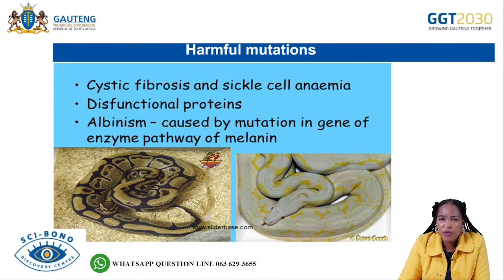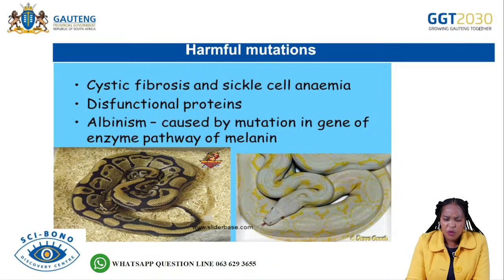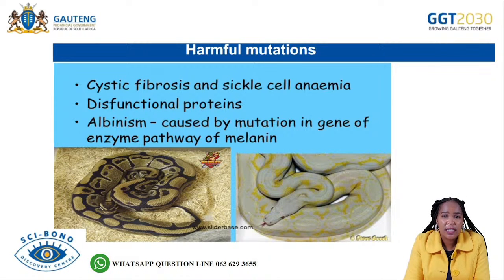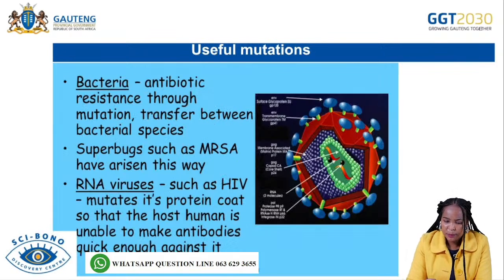Then some may also form dysfunctional proteins. Albinism also comes from mutation. And it can be a harmful effect due to the fact that melanin, we know melanin is very important for us because it helps to protect us from the UV rays of the sun. So if you don't have melanin, you are more exposed to the UV rays of the sun, and it may cause skin cancer or other types of cancers. So that is a harmful mutation.